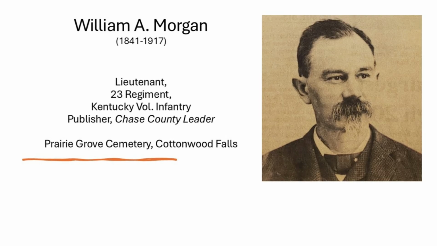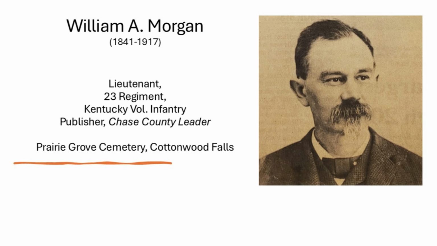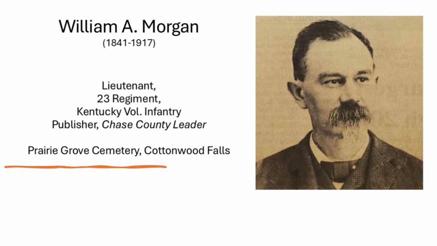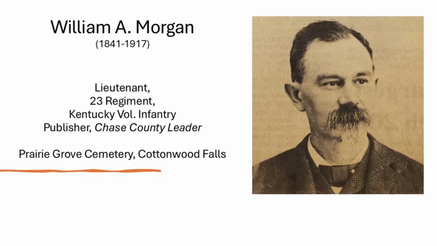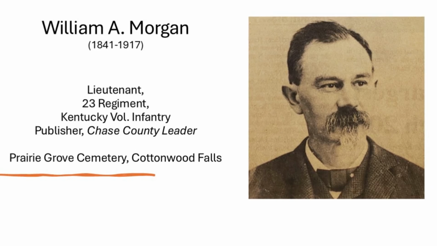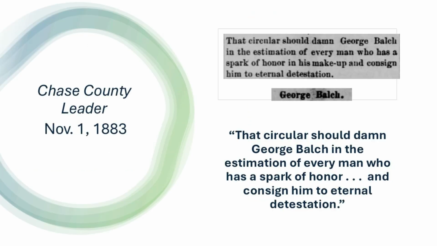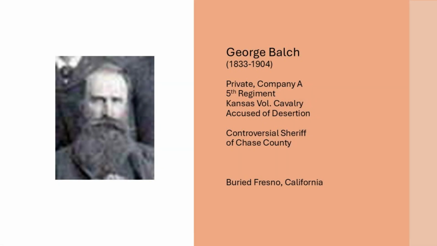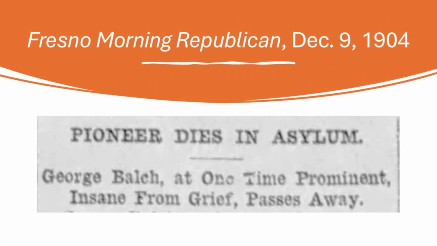But William Morgan, publisher of the Chase County Leader and a member of the Grand Army of the Republic posts locally, blasted Balch in an 1883 editorial. According to Morgan, Balch should be damned. Balch was soundly defeated in the county elections a week later. He would leave for California and grow grapes in an attempt to revive his reputation as a businessman. After the tragic deaths of his sons and wife, he passed away in an insane asylum.